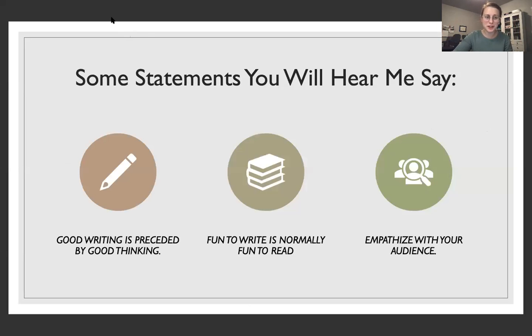Some statements that you will hear me say throughout the course is that good writing is preceded by good thinking. And that really is the truth. If you want to write well, we have to begin with really thinking about it, trying to be creative, trying to really write from a place of, how do I say it, personal reflection and understanding.